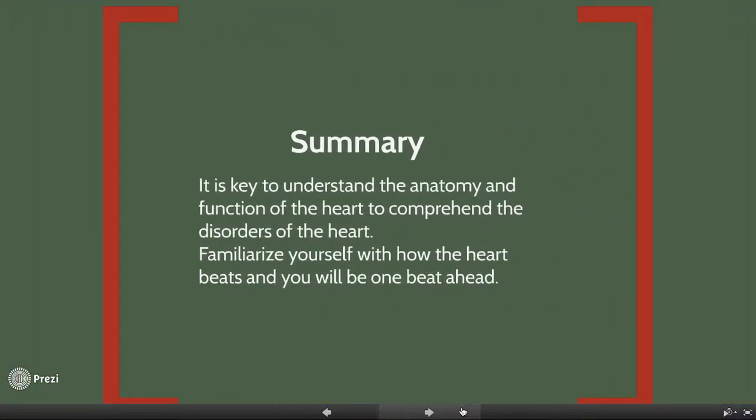It's key to understand the anatomy and function of the heart to comprehend the disorders of the heart. Familiarize yourself with how the heart beats, and you'll be one beat ahead.